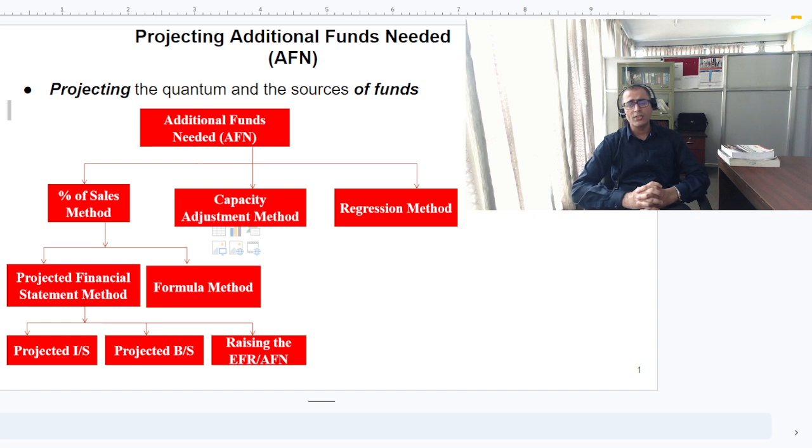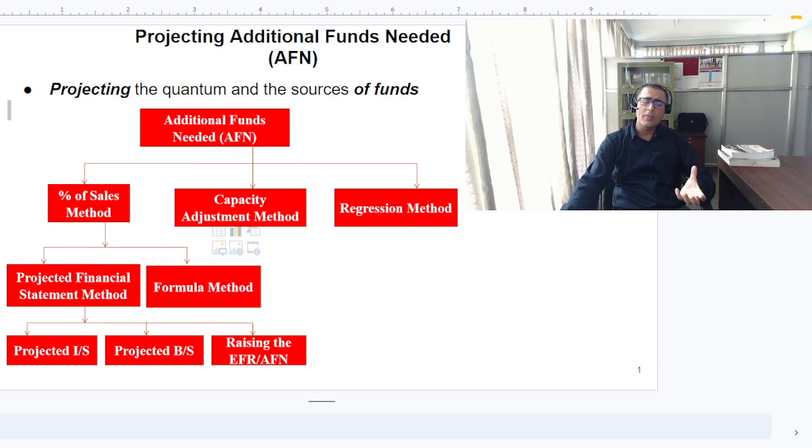We all know that the market is so competitive. If our product's demand in the market is high, then we try to expand our business, for which we need to invest in assets. And when we need funds to invest in assets, that will be sourced from debt and equity, okay? That is your source of finance. That is why we say that projecting the financial requirements or additional fund needed is all about projecting the quantum of finance, what amount of money your company needs to meet the investment in assets, okay?